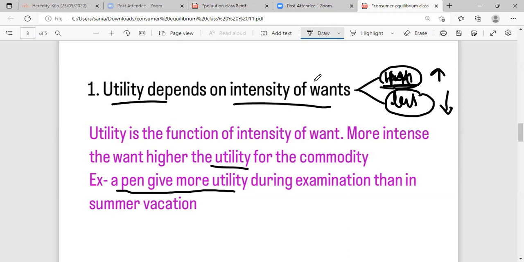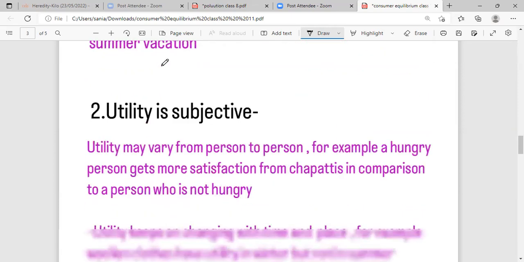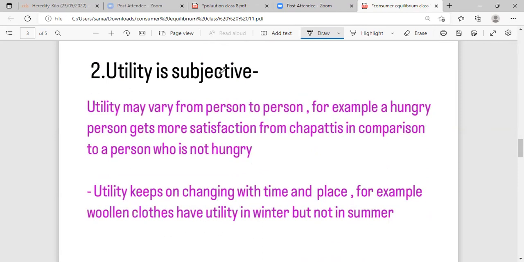But if your want is less intense, then your utility will also be less, because utility, after all, is the satisfaction. Clear? Yes, ma'am. Okay. Now, utility is subjective. Utility may vary from person to person.